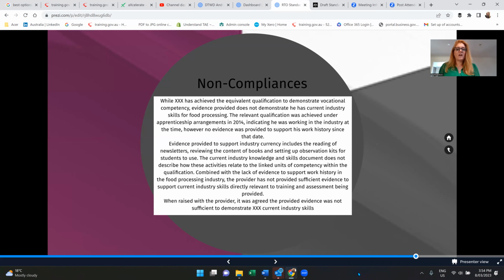Evidence provided to support industry currency includes reading of newsletters, reviewing of content books, and setting up observation kits for students to use. Current industry knowledge and skills does not describe how these activities relate to the linked units, okay? Which means basically he's provided a statement which goes, well, I trade it every day, and therefore I'm current in it. And that doesn't fly with the regulators. And I understand why it doesn't fly. The reason why it doesn't fly, guys, is because you could be crap at that now, and your students don't know it. And if you're crap at it, there's no one there telling you, whoa, that's actually not how we do it.